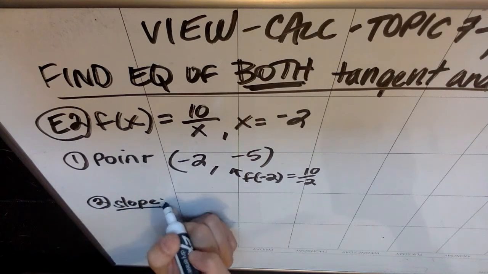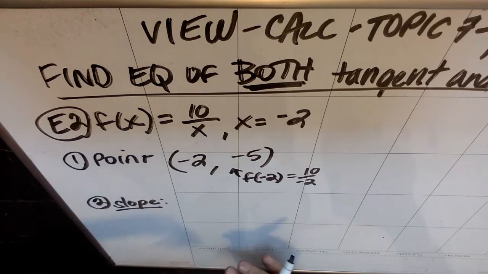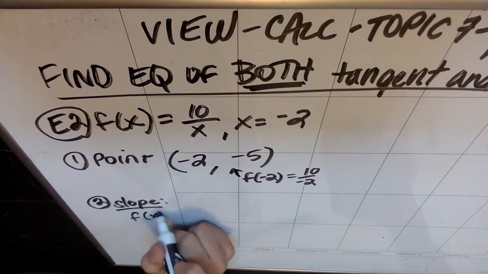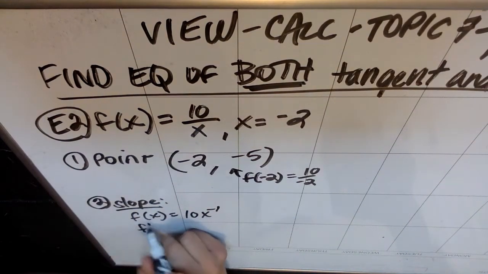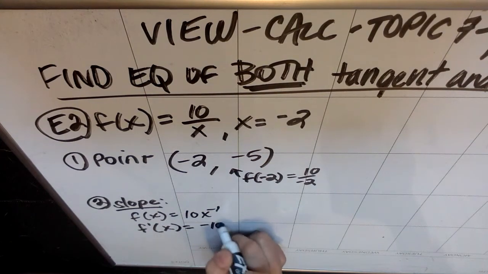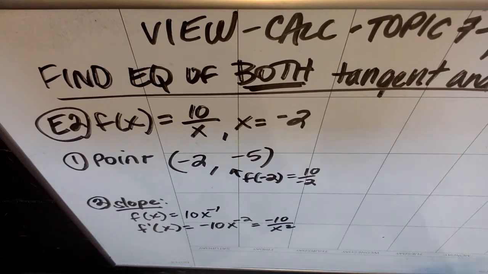Now, in order to find my tangent slope, I need f prime. There are two ways to find this derivative. The easier way is to treat this as a power rule. If I treat f of x as 10x to the negative first, it's easy enough to differentiate and get that f prime of x is negative 10x to the negative second, or negative 10 on top of x squared.